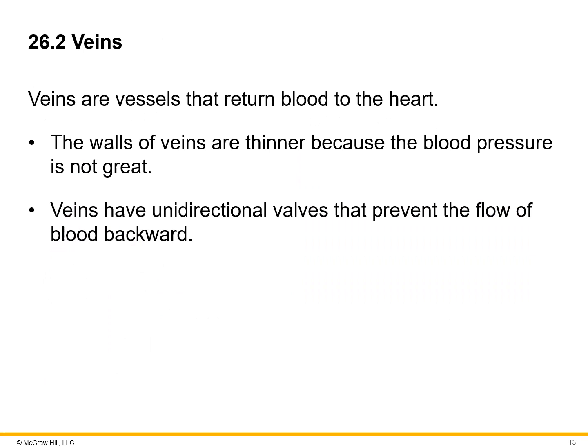Right, then our veins, these are returning the blood to the heart. The veins are actually thinner because the blood pressure is decreasing. So there is less blood pressure as we move through. They're a little bit thinner, and they have unidirectional valves that prevent the flow from going backwards. Since there's not a lot of pressure, we don't want it to slide back. So those valves prevent it from going backwards.